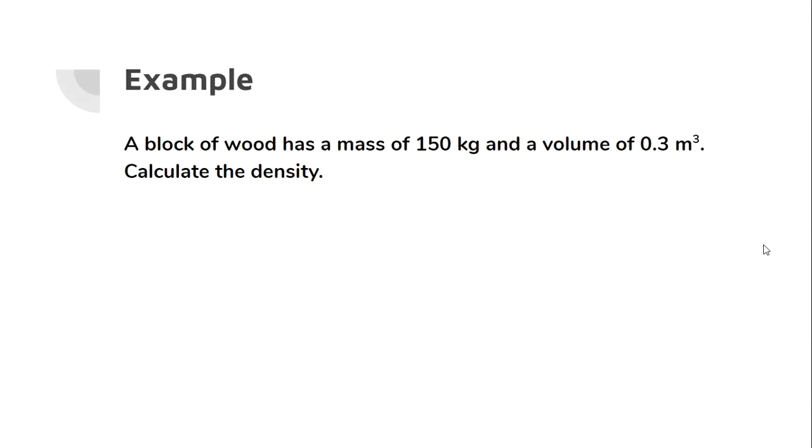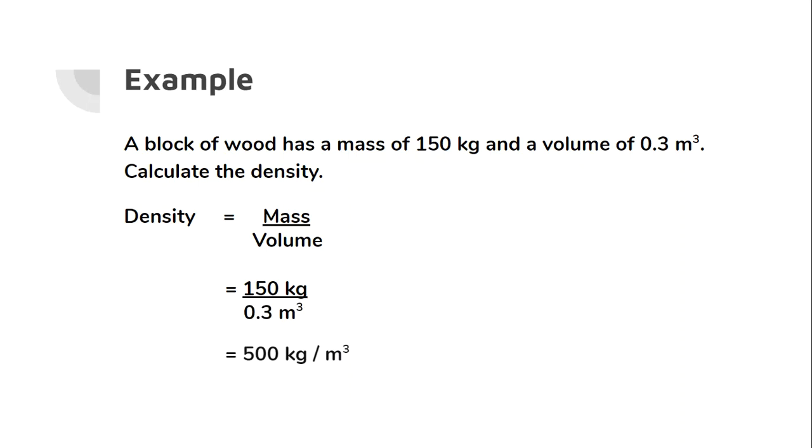A block of wood has a mass of 150 kilograms and a volume of 0.3 cubic meters. Calculate the density. So we use the formula of density: density equals mass over volume. We use our data here. We have a mass of 150 kilograms and we divide it by the volume 0.3 cubic meters, and our density is 500 kilograms per cubic meter.